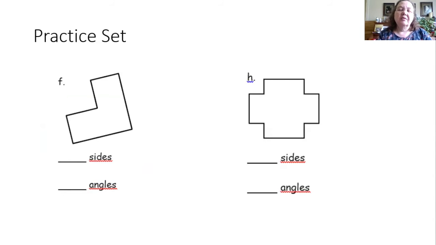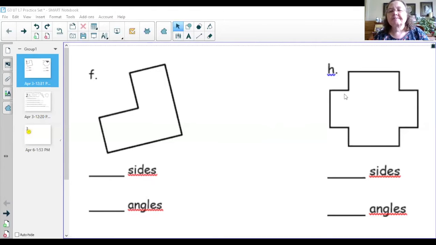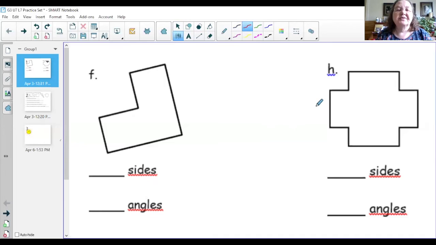So now we're going to move to our practice set. Remember, if you don't have it, you can just copy some of the figures off of there. I'm going to move over to this other thing so that I can do the practice set with you. And so here we are with this. When I'm looking at this first one, I'm down at letter F. That would be on your paper. It asks me how many sides and how many angles I have.